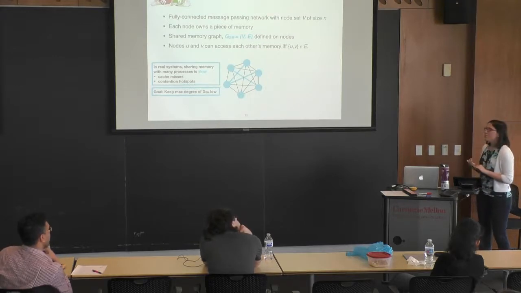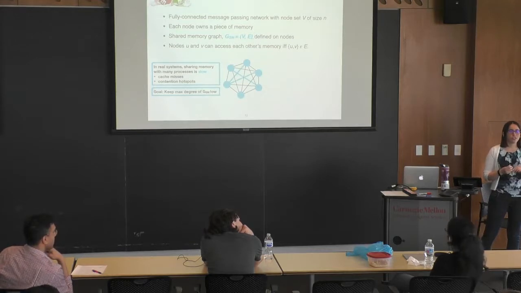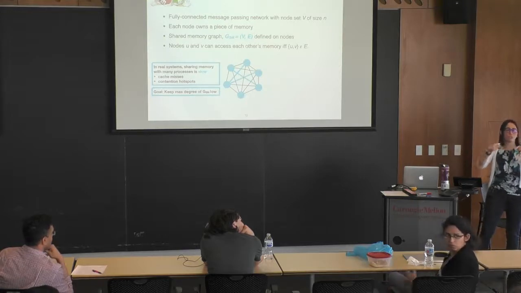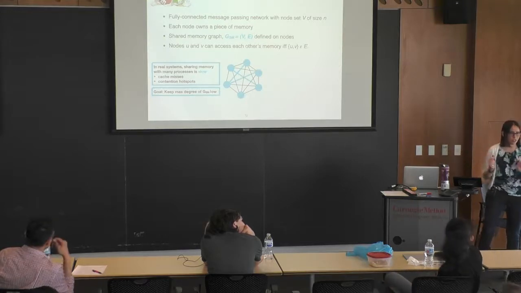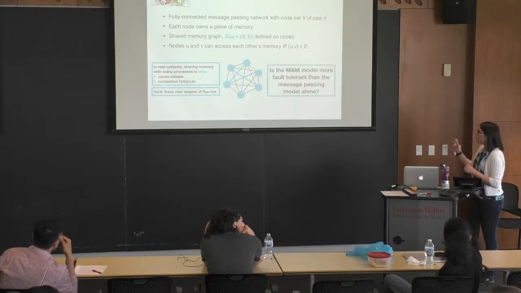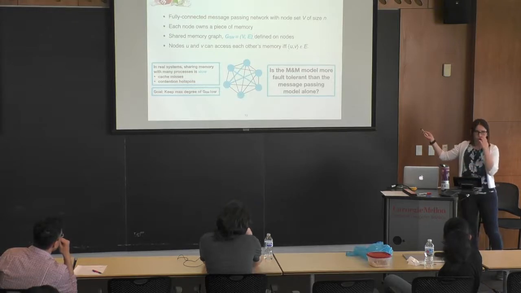Yes? Is the shared memory graph transitively closed? What do you mean? If I can access your memory and you can access Stefan's memory, then can I access Stefan's? No. No. So each person has separate memory, and you can't follow a path. You can only access what you're connected to.